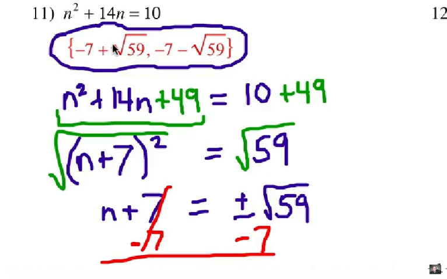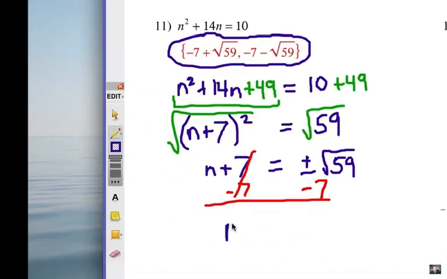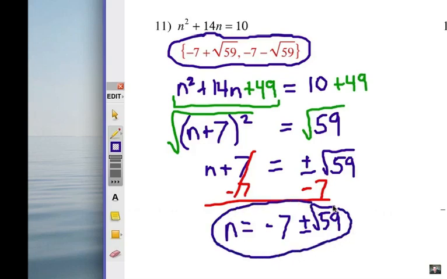All right, we can write it either this way or this way. n equals -7 plus or minus the square root of 59. All right, so either method is fine. Just check with your teacher or look in your textbook for examples, but you can write your answer both ways.